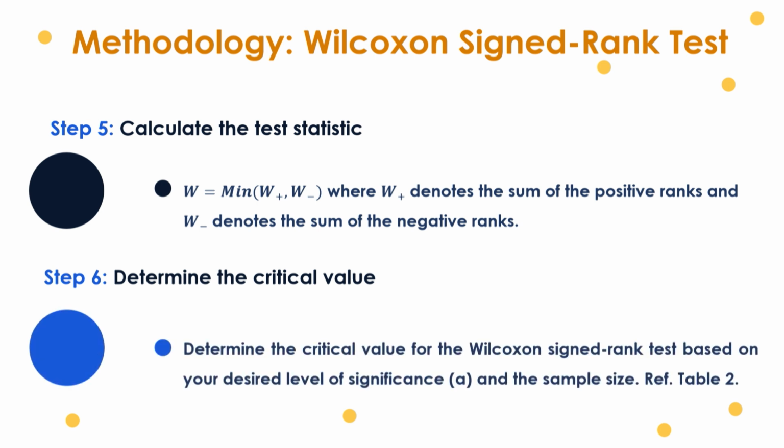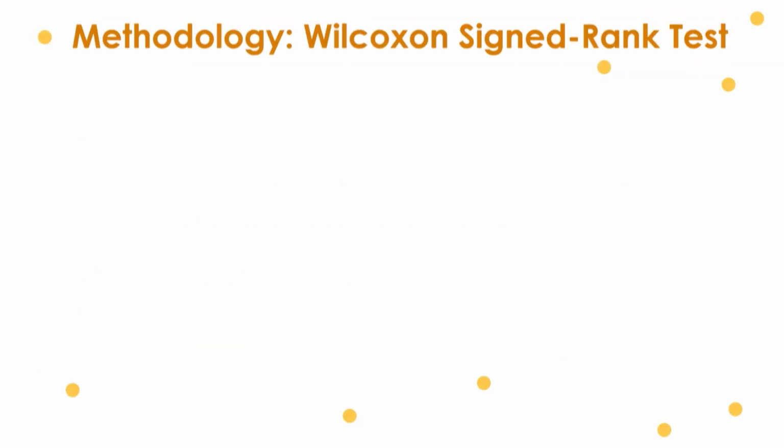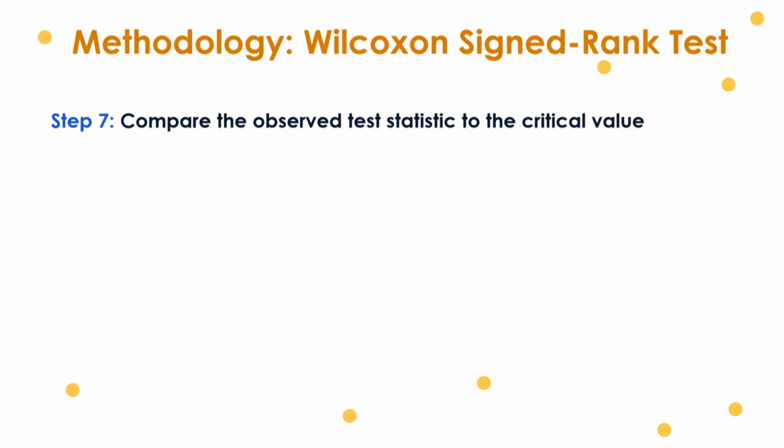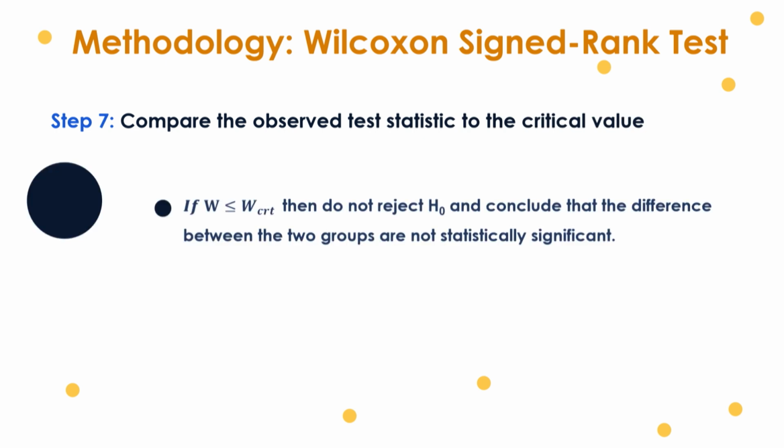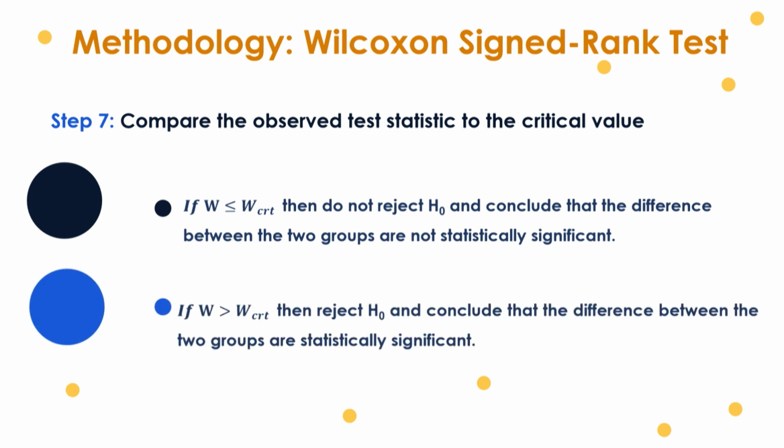Determine the critical value for the Wilcoxon sign rank test based on your desired level of significance, let alpha be 0.05 or 0.025, and refer to the table of critical values for the Wilcoxon sign rank test. The next step is to compare the observed test statistic to the critical value. If your W is less than W critical, the table value, then do not reject H naught, the null hypothesis, and conclude that the difference between the two groups is not statistically significant. Further, if W is greater than the W critical value, then reject H naught and conclude that the difference between the two groups is statistically significant.